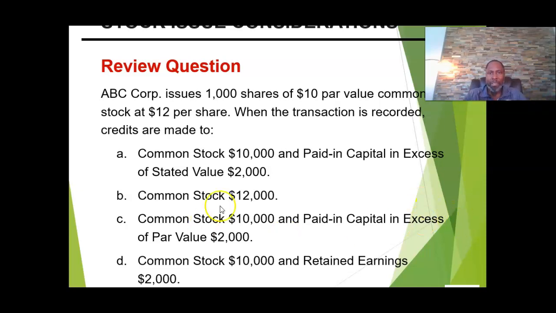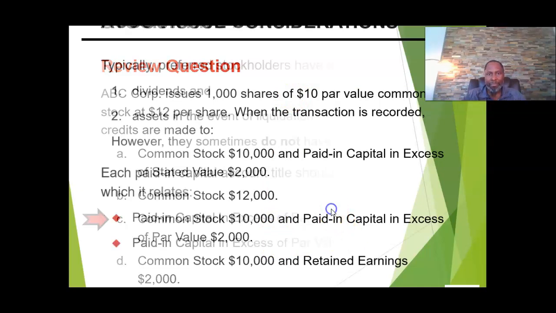All right? So if you said the correct response would be letter C, that is correct. You would debit cash for $12,000. From the credit side, credit common stock $10,000, 1,000 shares at its par value, and the difference goes into your paid-in capital in excess account.